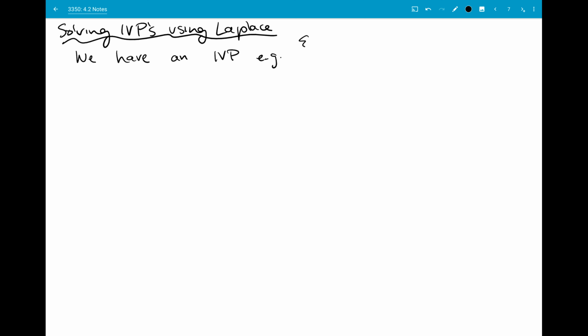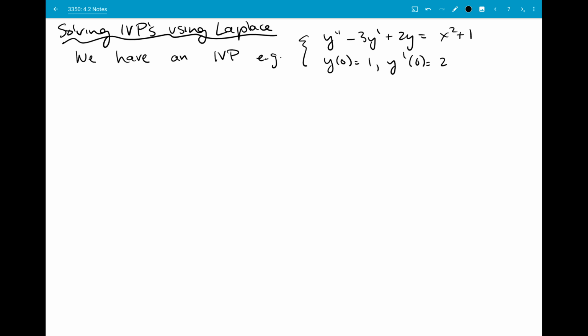It's going to be something where you have an ODE on top, just there's an example of one, and then on bottom you have some conditions. So y of 0 equals 1, y prime of 0 equals 2, like that. We're thinking about solving this type of problem.